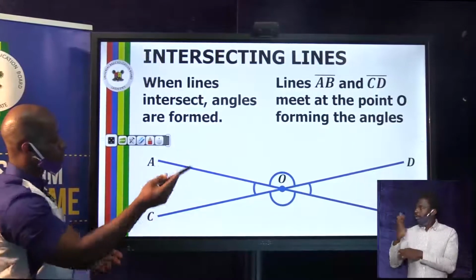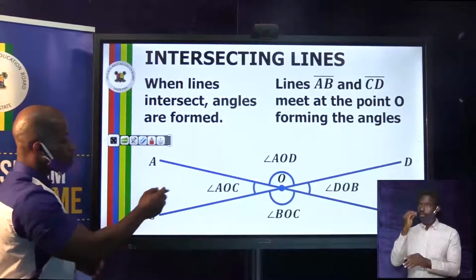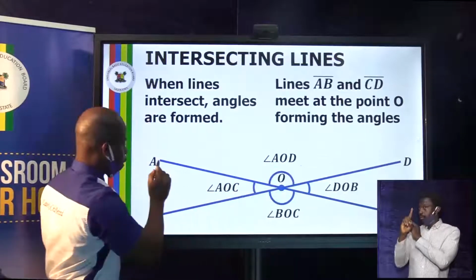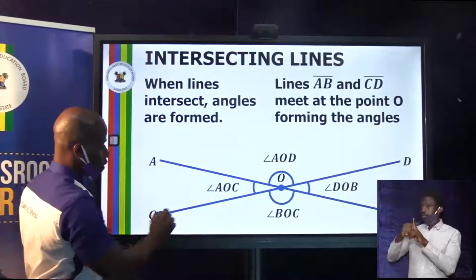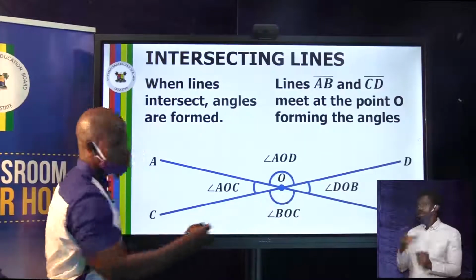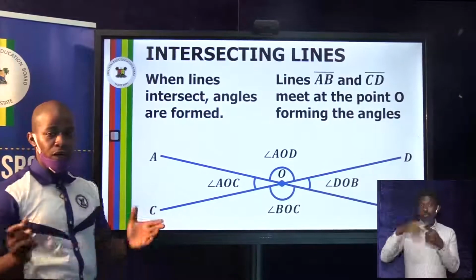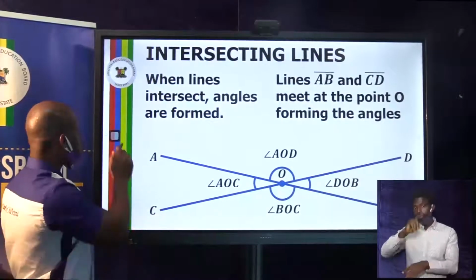Lines A, B, and C, they have said they meet at the point O and they form the angles. This is angle AOD. We have AOC, COB, and DOB. You do not need to worry yourself about this naming right now, just to know that when lines cross each other, angles are formed.